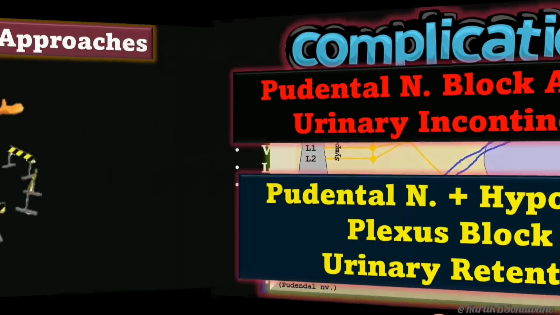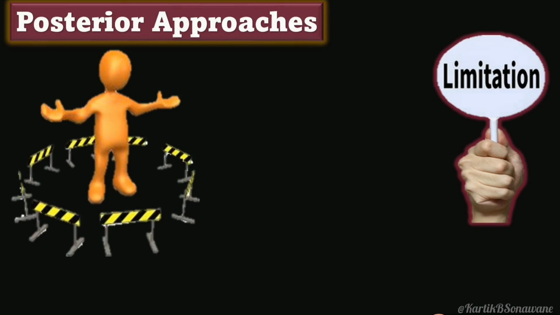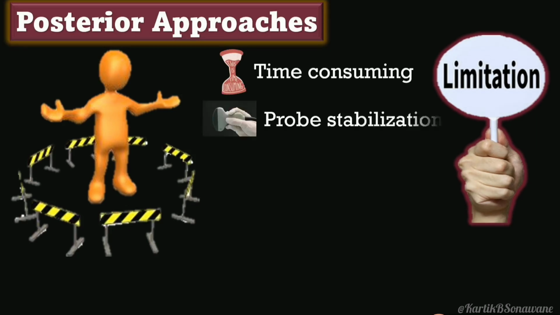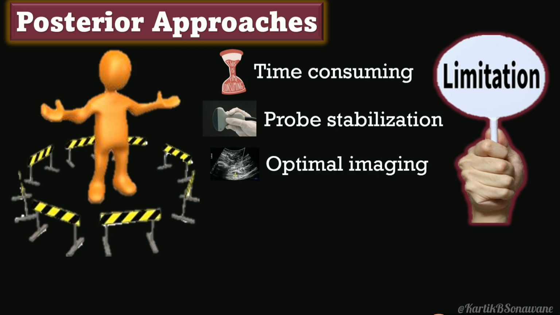So what are the limitations of the posterior approaches? They can be time consuming. Probe stabilization can be challenging, especially in bulky or obese patients. Obtaining an optimal image can be difficult due to the depth of the sciatic nerve, especially in the proximal approaches, multiple overlapping muscle layers and structures with similar echogenicity.